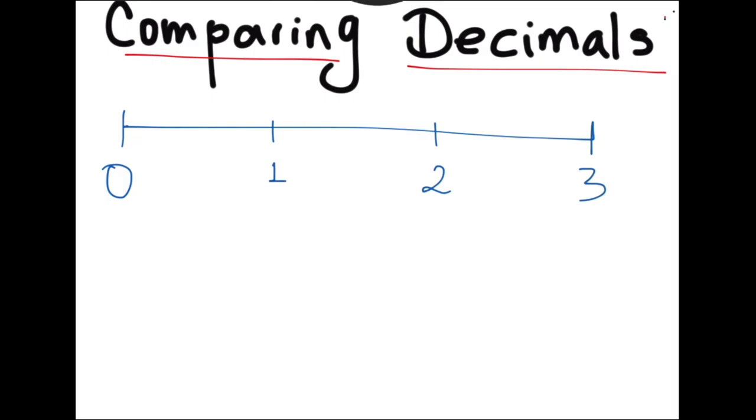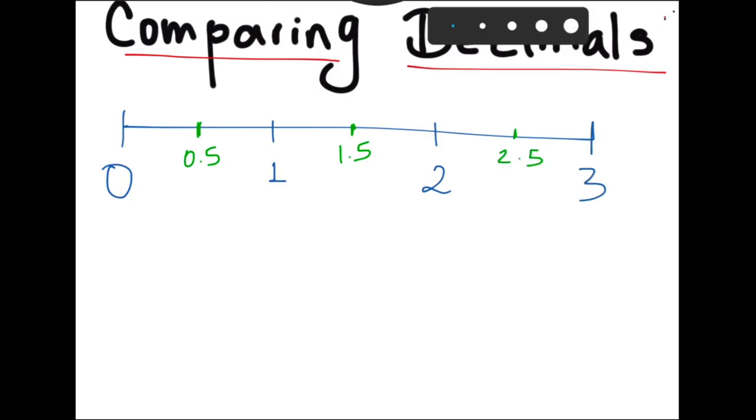Exactly halfway, we have 0.5. And what about here? We have 1.5. And what about halfway between 2 and 3? We have 2.5. These numbers in green are decimal numbers, but we have more. How about here, or here, or here? So at any given point on this line, you have a number.